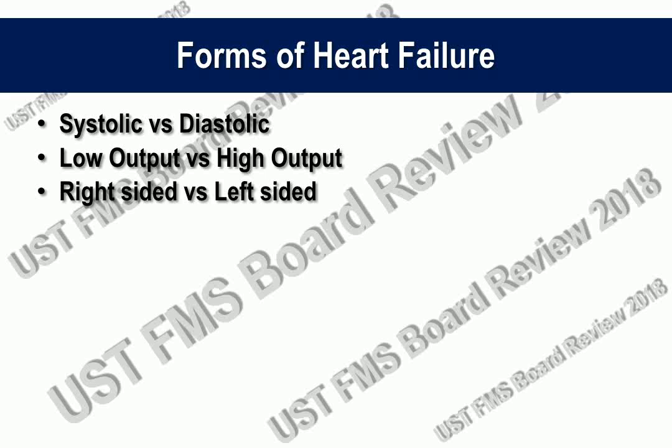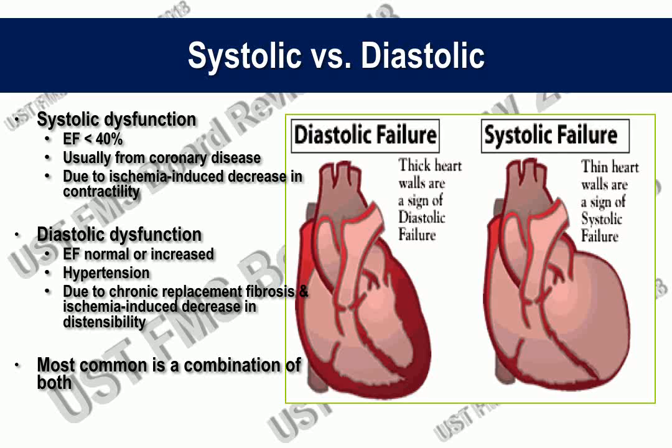So heart failure classification can be done in different ways. You can classify it as systolic or diastolic heart failure, a low output or a high output type of heart failure, or based on the physical findings, right-sided or left-sided type of heart failure. When you talk about systolic heart failure, the prototype would be your coronary artery disease. When you have systolic dysfunction, you have wall motion abnormalities, a thinned out left ventricle, decrease in contractility and a low ejection fraction, and that leads to systolic heart failure.